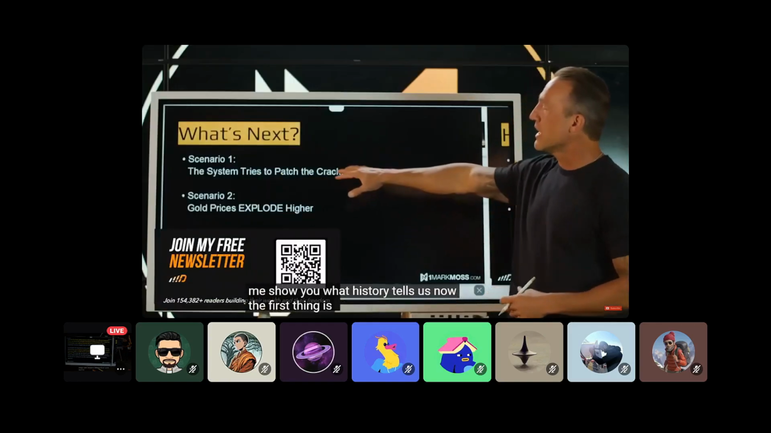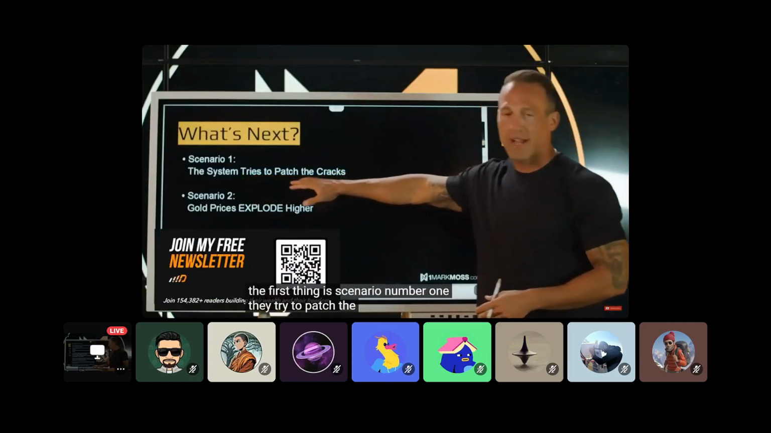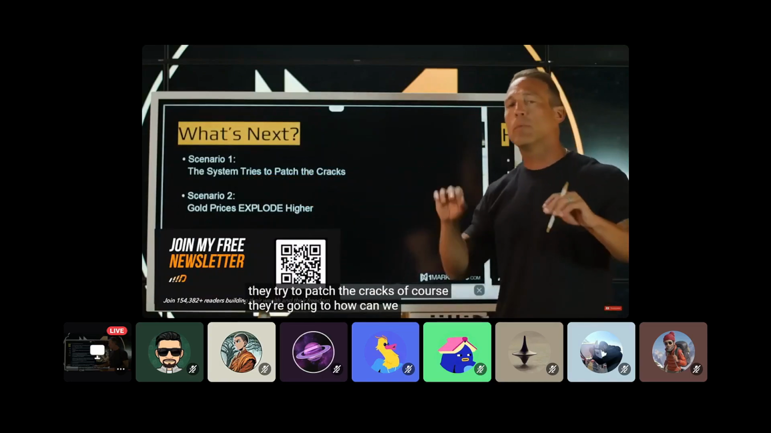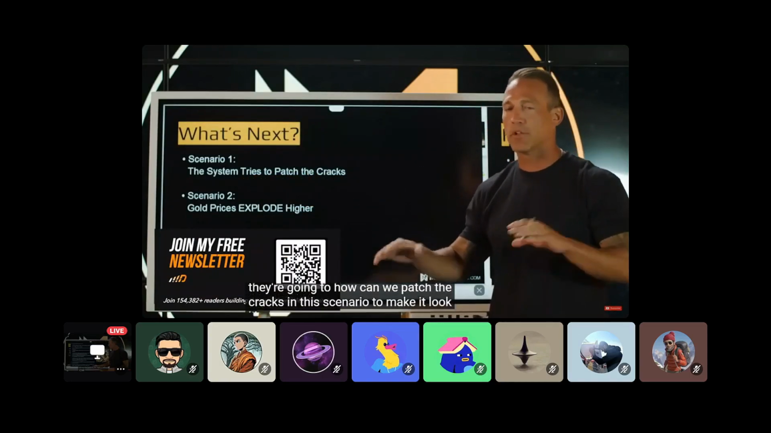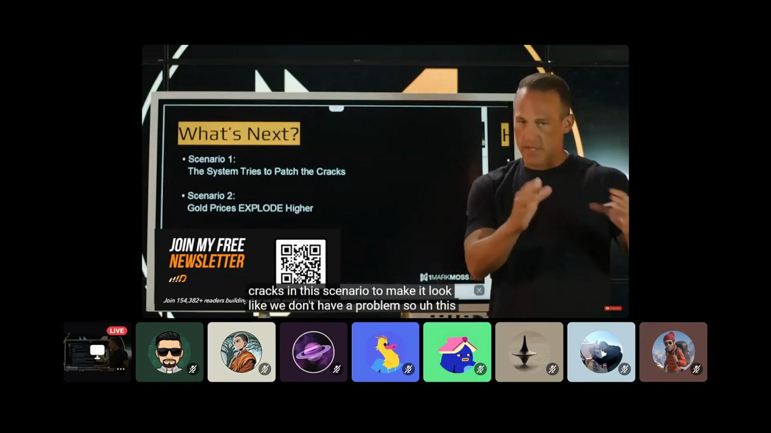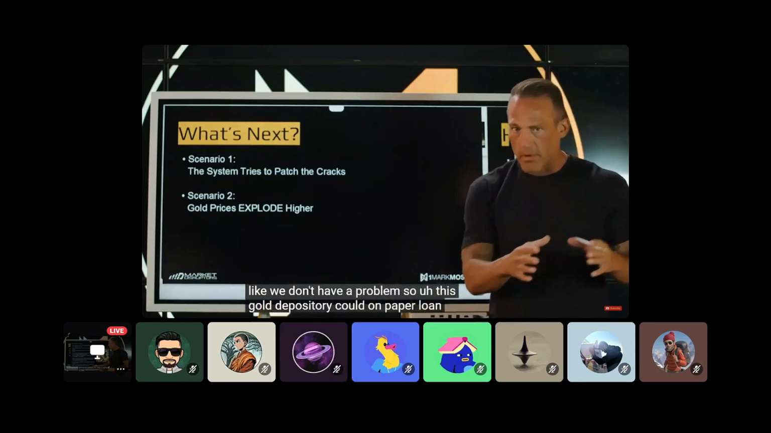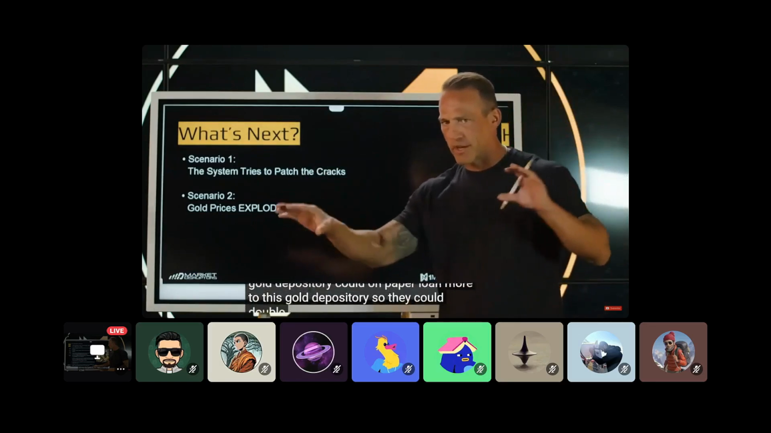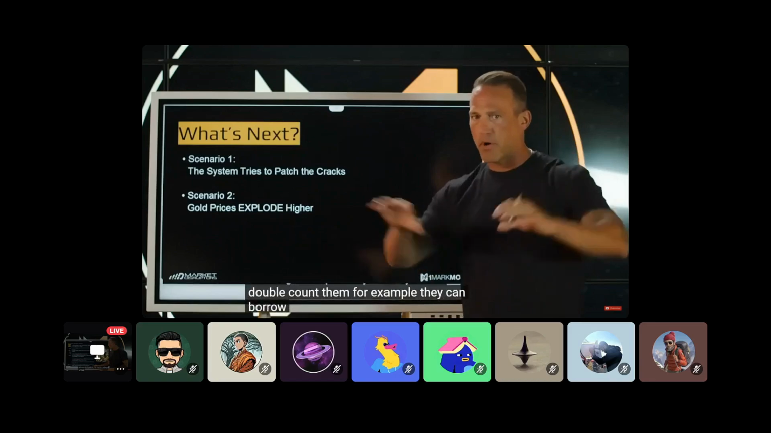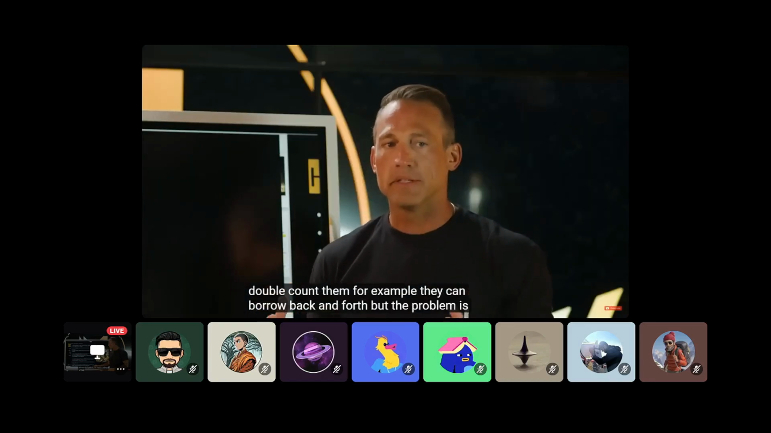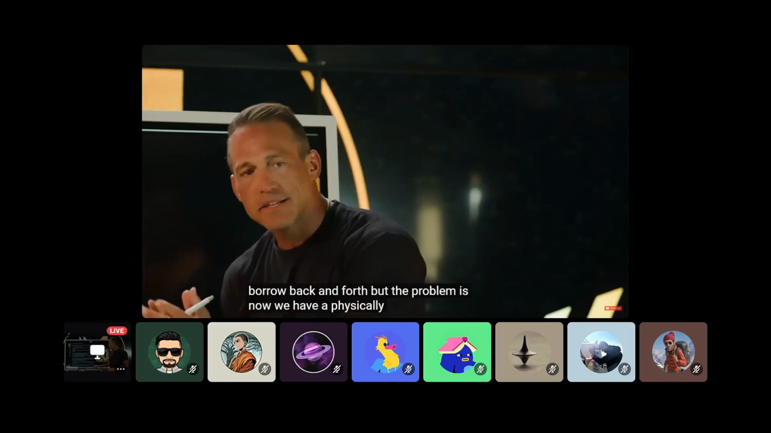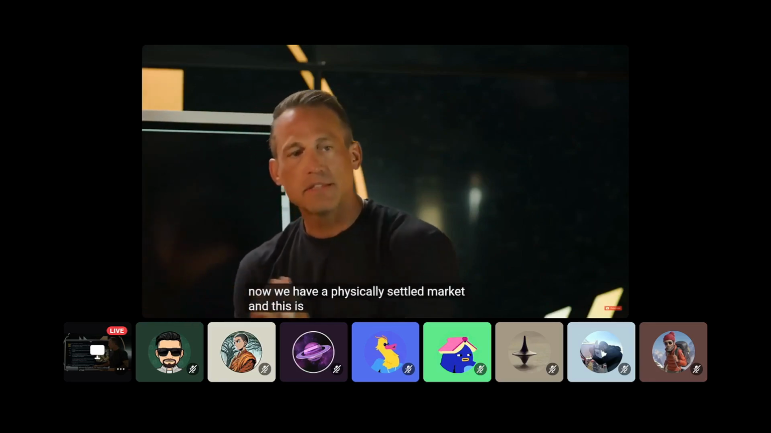Now, the first thing is scenario number one, they try to patch the cracks. Of course they're going to. How can we patch the cracks in this scenario to make it look like we don't have a problem? So this gold depository could, on paper, loan more to this gold depository so they could double count them, for example. They could borrow back and forth. But the problem is, now we have a physically settled market. And this is what changed everything.